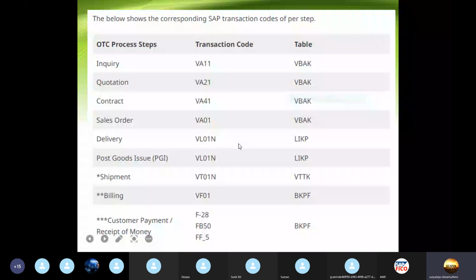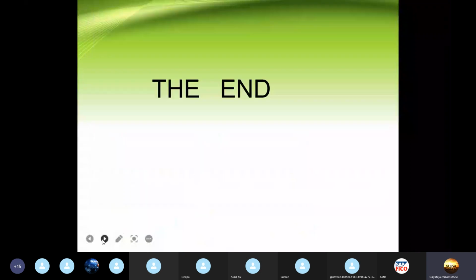Shipment, for shipment we use T code VT01N and the table is VTTK. Billing, for billing we use T code VF01 and table BKPF. Customer payment or receipt of money, you can use F-28, FB50, as you are familiar with this FB50, and FF_5, and the table is BKPF.